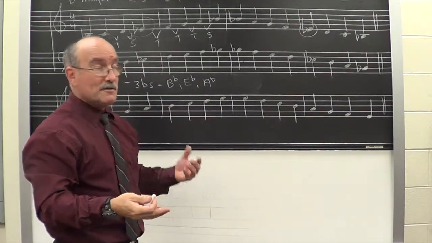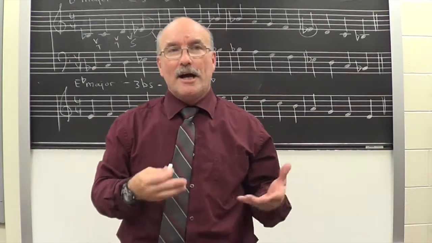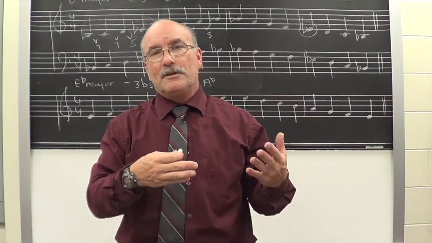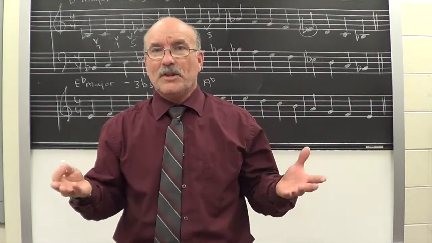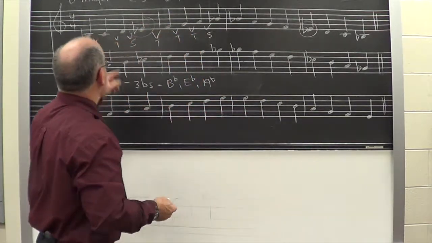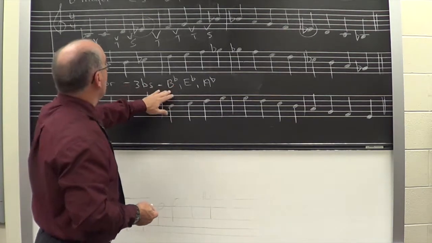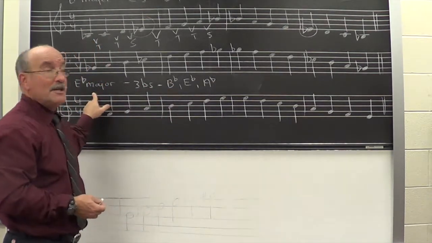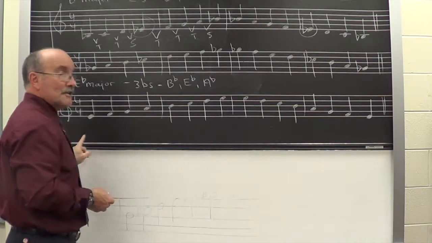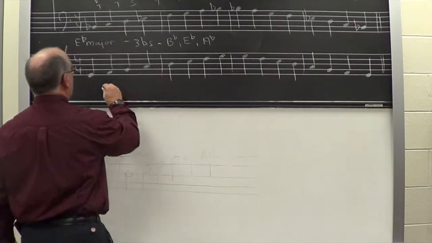So let's see if that works. If it does, we have now discovered exactly how to formulate the flat scales without doing tone, tone, semitone. We just have to know that it's in numerical order, that the flats are in the same order as the name of the keys. B flat, E flat, and the next one is A flat. Let's hope that's the way it is. If it is, then we have it all figured out.